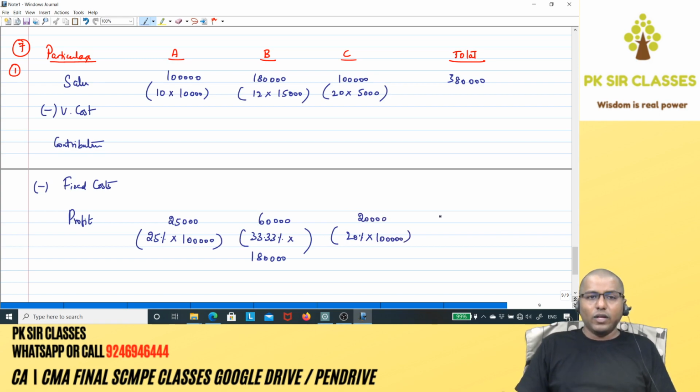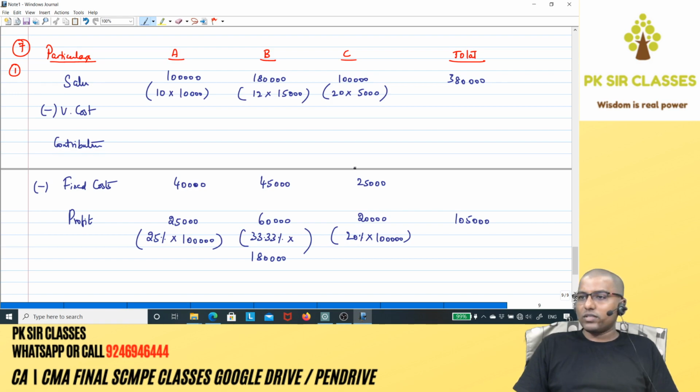Simple. So total profit will be kitna re? 25,000 plus 60,000 plus 20,000. It comes around 1,05,000. Ho gaya. Okay, what else? Fixed cost is given. Fixed cost is how much for A? 40,000. Copy paste from the question. B 45,000. C 25,000.